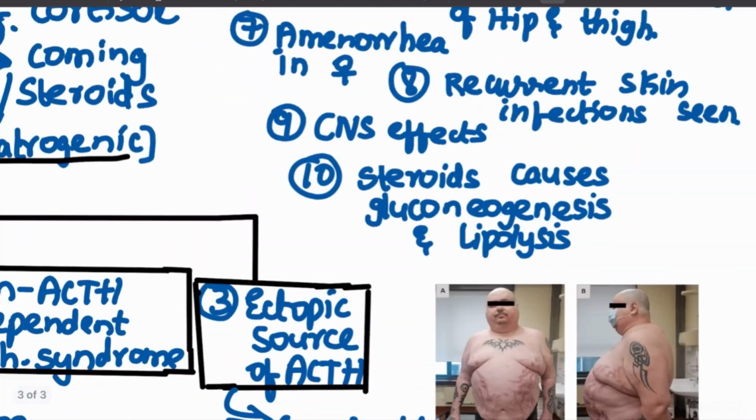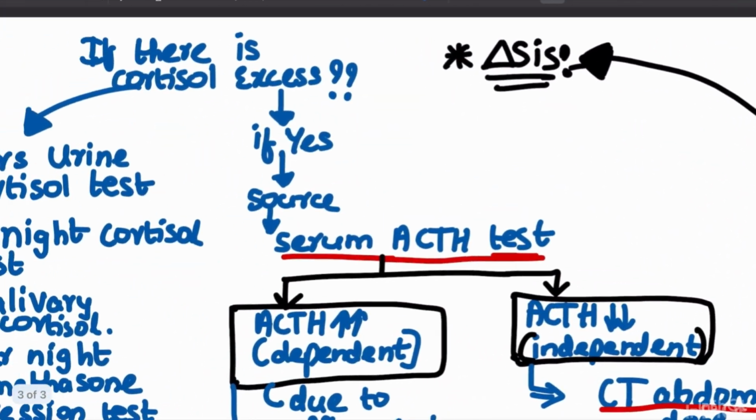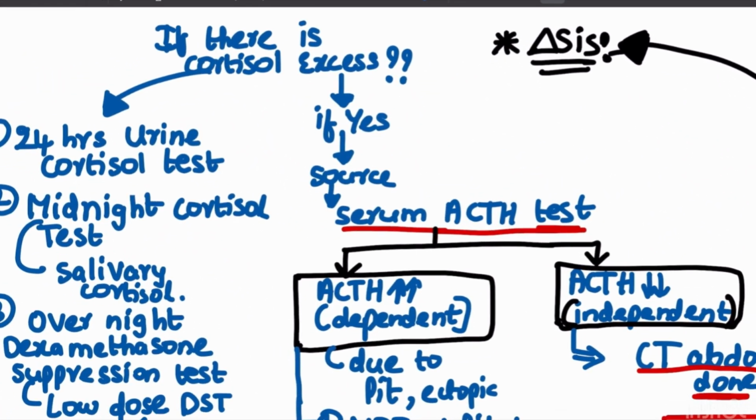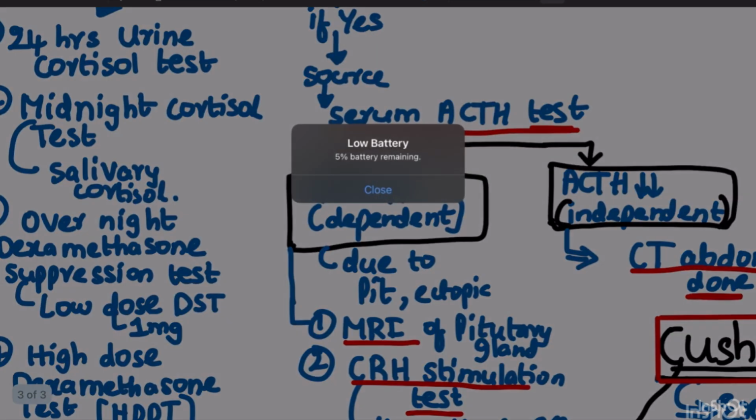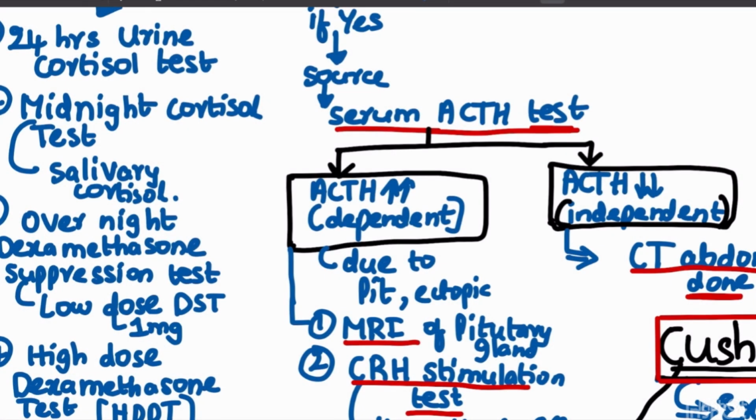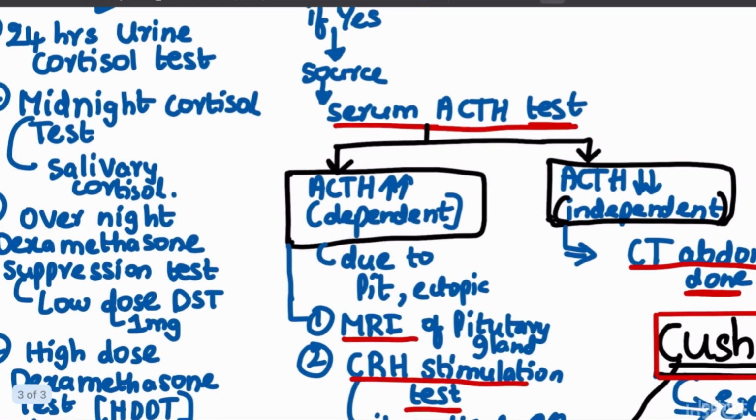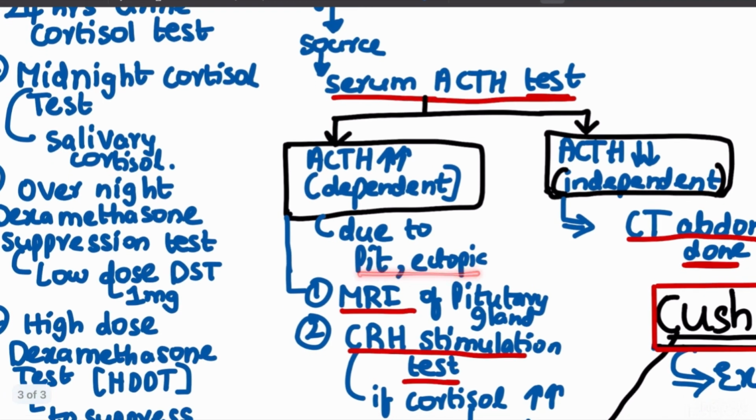Let's come to diagnosis part. Check if there is a cortisol excess. If yes, we search for the source. Further do serum ACTH test, where if there are increased ACTH levels, or ACTH dependent, it is due to pituitary or ectopic reason.